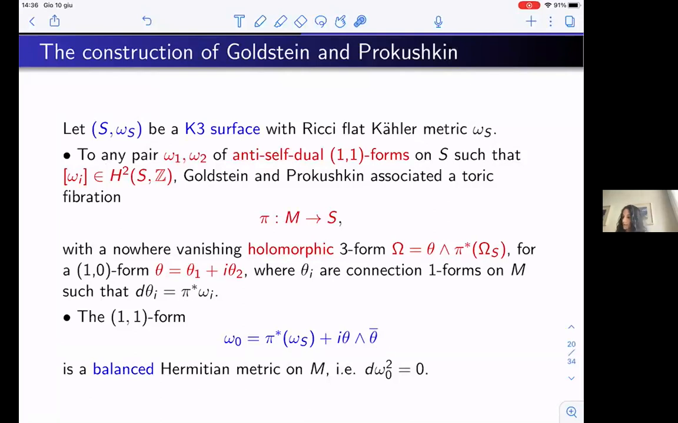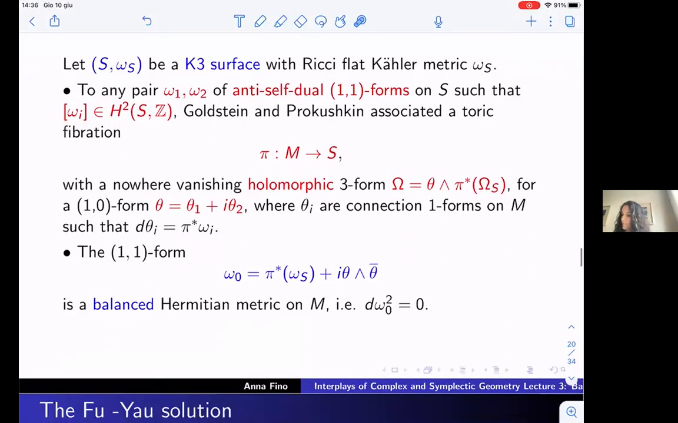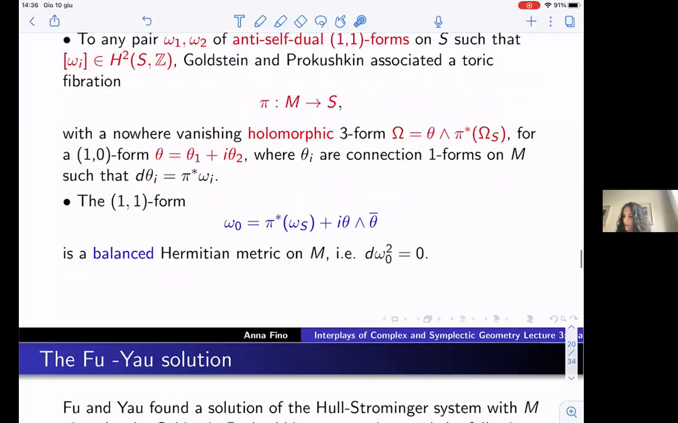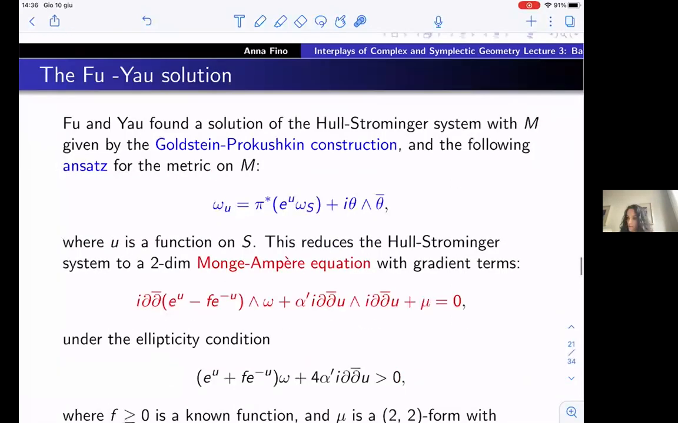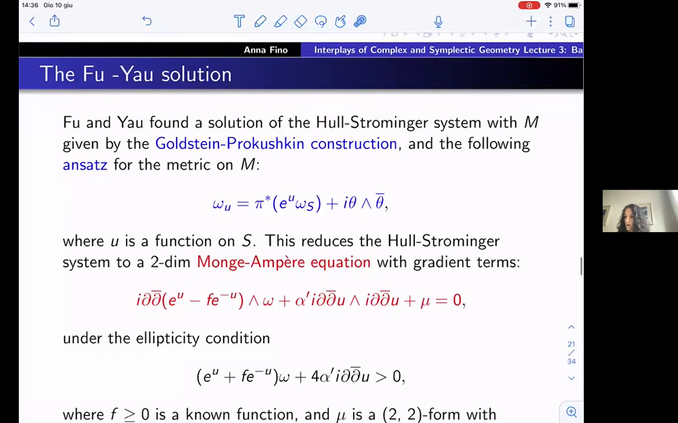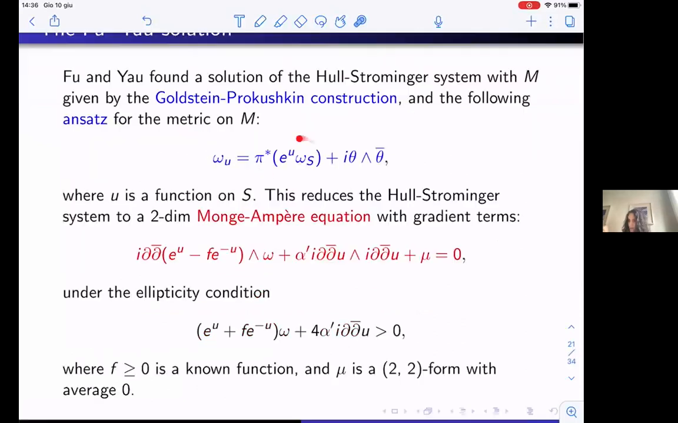Okay, so the omega 0 will be co-closed. The trick is now to modify that. How do you modify it? The part involving theta, you leave the same, so you don't change it, and you just change this part. Instead of considering omega S, you multiply omega S by e to the u, the exponential of a scalar function on S.